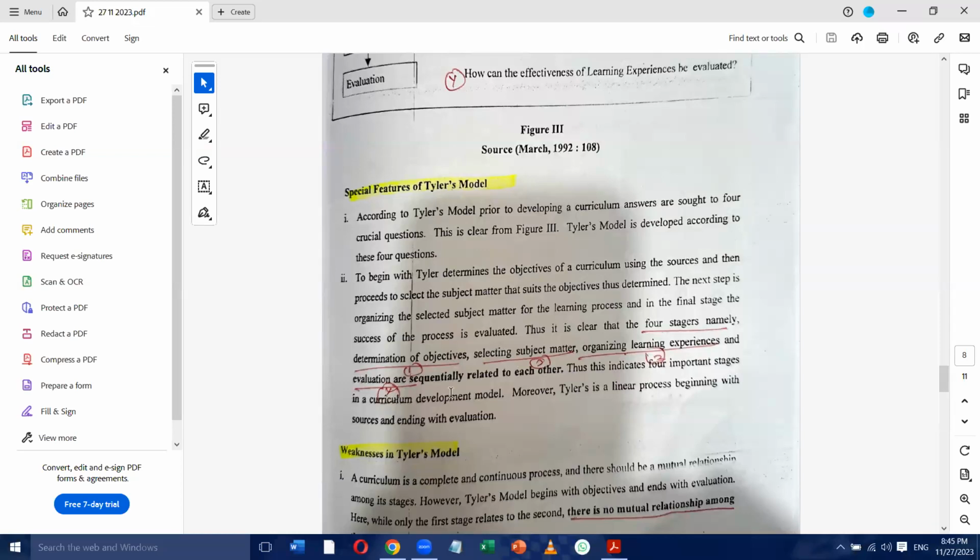So how can these all four things be connected together? 5 minutes time, just prepare, just speak it out for 1 or 2 minutes. Okay, after that, we'll go to Wheeler's model.